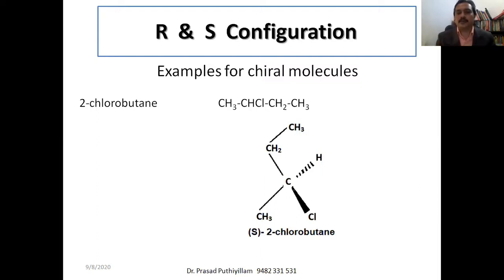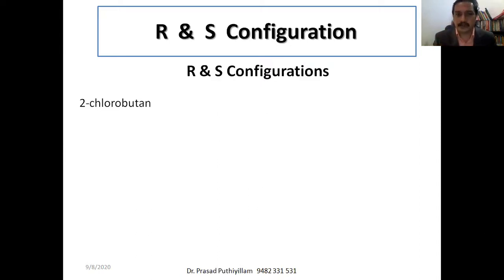And it has nothing to do with plane polarized light. In plane polarized light, we say plus is rotatory, that is dextrorotatory, and minus is levorotatory. So the plus and minus signs represent its property towards plane polarized light. Here the R and S configuration has nothing to do with plane polarized light. It is just the three-dimensional structural arrangement, whether it is R configuration or S configuration.